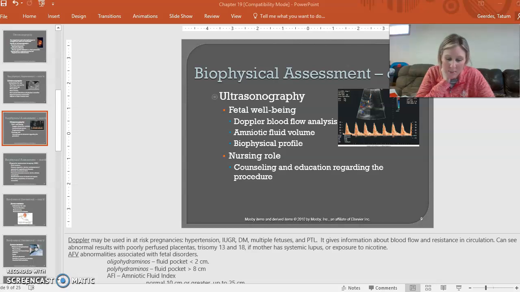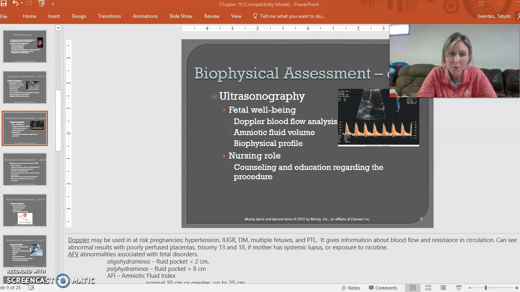And then last but not least, we also do a biophysical profile. A biophysical profile assesses the fetus on many different levels. So we look at amniotic fluid volume again. We also assess fetal breathing movements in utero through ultrasound. We assess fetal movements in general. We also assess fetal muscle tone, because that's going to give us an indication of how mature the central nervous system is. And then we also assess fetal heart rate by hooking her up to an external monitoring device by doing a non-stress test, which we'll talk about in a little while.